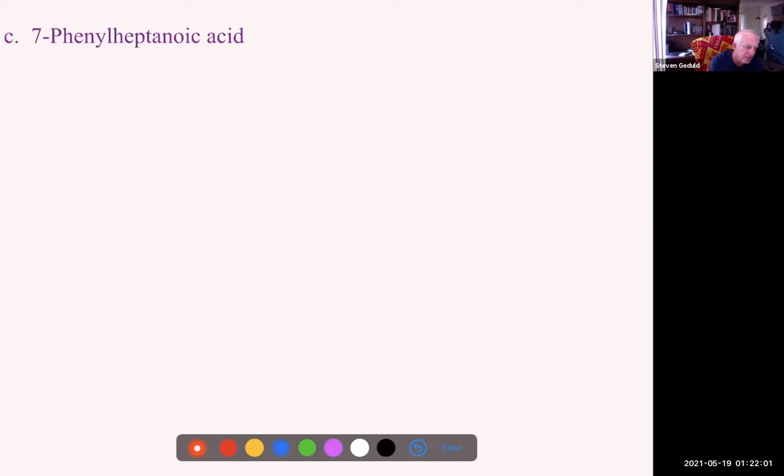And 7-phenylheptanoic acid. Heptanoic acid is 7 carbons. So there's 1, 2, 3, 4, 5, 6, 7. And it's 7-phenyl, so it's a phenyl group at number 7. Okay.